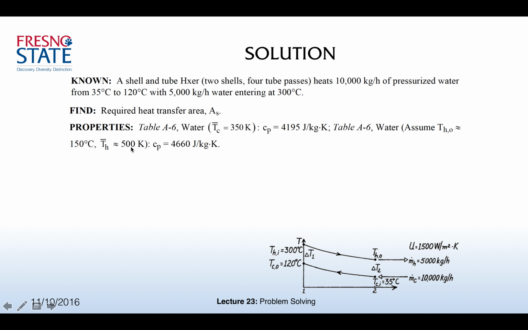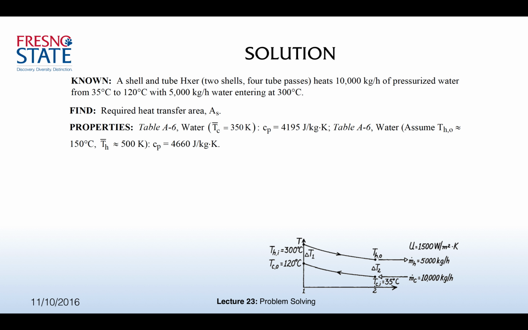So I have this assumption. I find my CP based on that assumption, and from the table it is 4,660 joules per kilogram Kelvin. I would calculate that, and at some point I would be able to calculate TH out, and then I would compare it with my assumption.